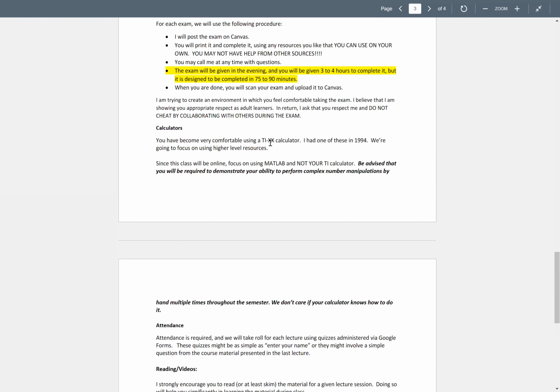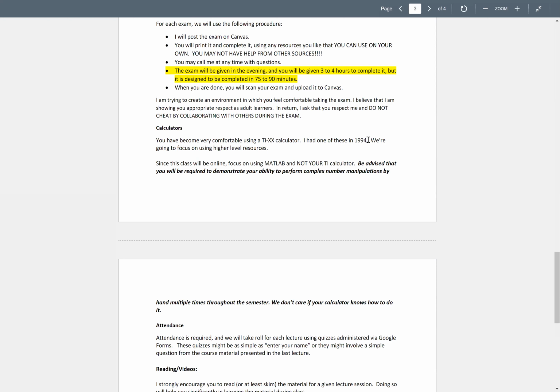Those calculators are the same ones that I had. I bought mine here in 1994. I got a TI-85. No one can get a TI-85 anymore. There are more advanced versions of it, but not that much more advanced. In other words, that calculator, for lack of a better term, is just a piece of crap.